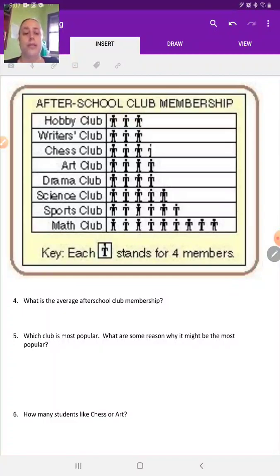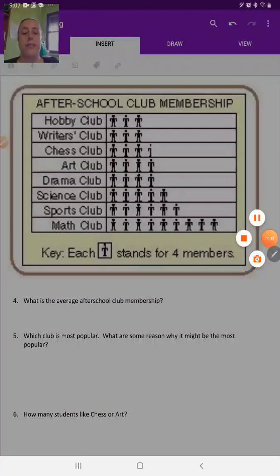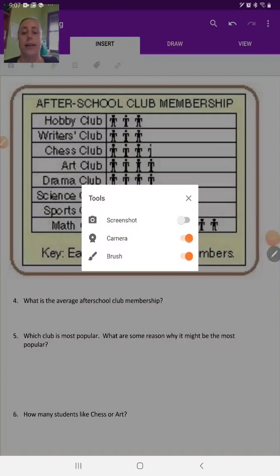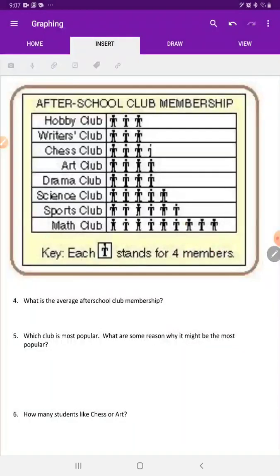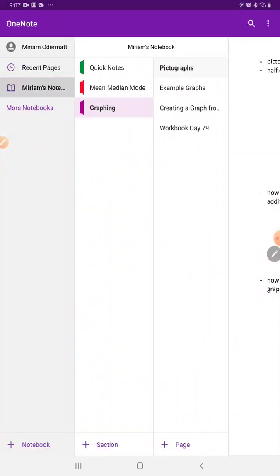So I'm going to just take my face off now because I need to lay down my screen so I can write on it. All right, so we're talking about pictographs today. This obviously right here that we have in front of us is an example of a pictograph, but we're not going to start there. We're going to start here, okay?